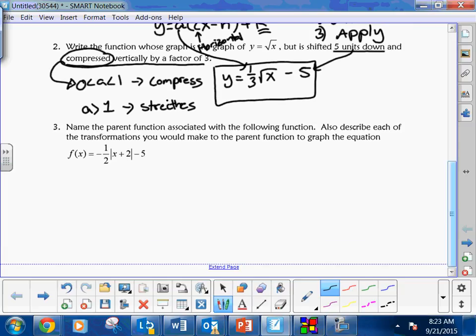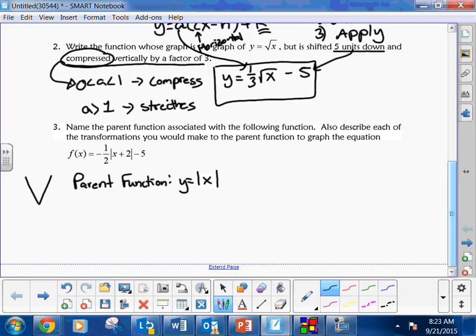Number 2 says name the parent function associated with the following function. First of all, when you see this function, it's going to look like a V somehow. I'm not graphing it, but knowing that I have absolute value signs means the parent function automatically will be y equal to the absolute value of x. So we're going to have that as a parent function. And then it says describe each transformation to make the parent function into the graph of the equation.